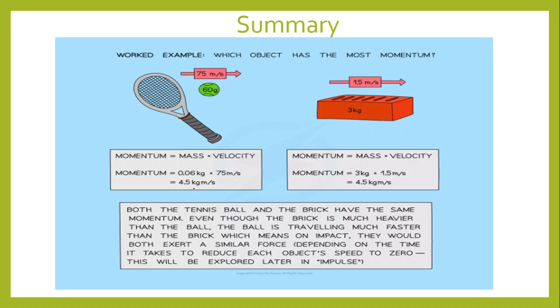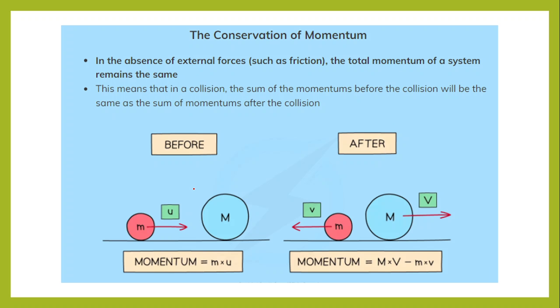it's very important to consider both of these quantities, mass and velocity, at the same time, and then take the product in order to comment about momentum. So both the tennis ball and brick have the same momentum. Even though the brick is much heavier, the ball is traveling much faster than the brick, which means on impact they would both exert a similar force depending on the time it takes to reduce each object's speed to zero.